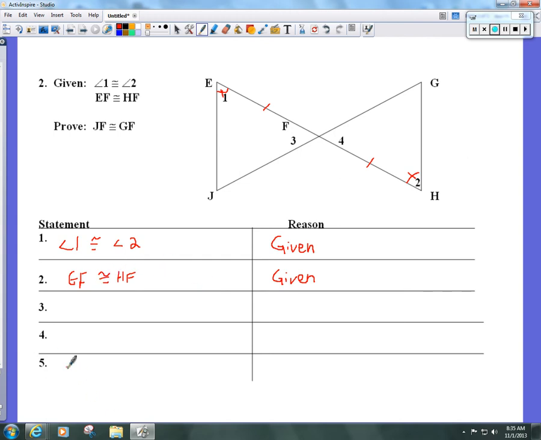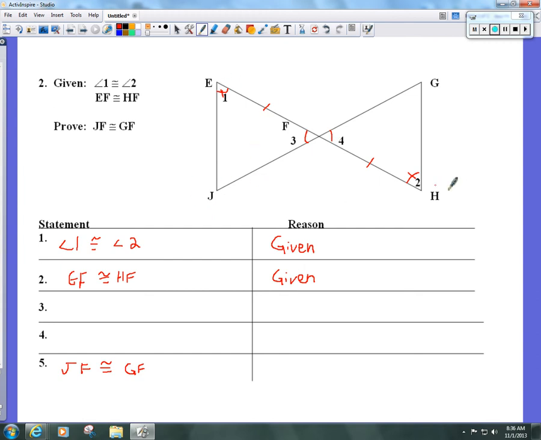Alright, I know I need to prove JF is congruent to GF, and I don't really know how I'm going to do that yet. So let's take a look at these two triangles up top here. I can't say that these sides are congruent because they're not labeled for me. It's not part of the given, so I can't work with that side. But let's take a look at these angles here. I have angle 3 and I have angle 4. So what do I know about these angles?